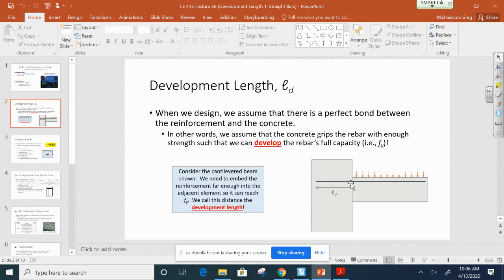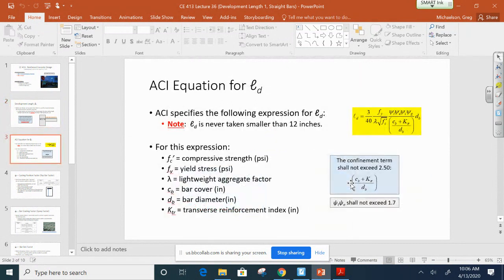Now, what is the development length? How do we compute the development length? Well, here's the equation. And I'm sure that you see this equation and you're like, oh my God, that looks horrible. I promise you, of all the topics that we cover in this class, this is arguably the easiest concept that we deal with really this entire semester. Development length is computed using the yellow equation that you see here.